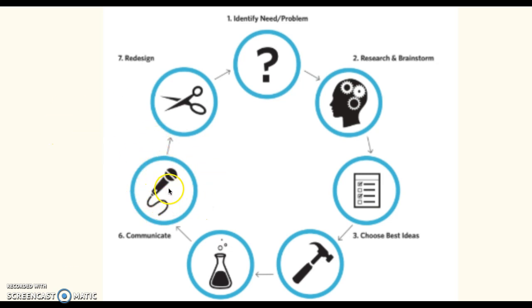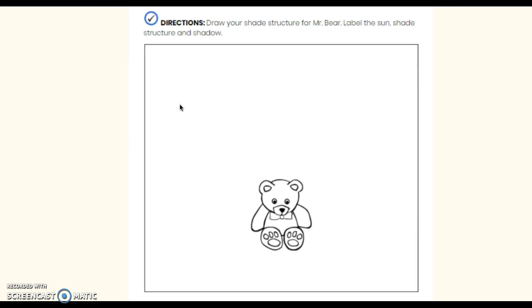After you take that feedback, that communication, you're going to re-engineer your design, and you're going to fix the things that will help protect Mr. Bear. When you look in your journal, your workbook, this is the page you're going to be working with.